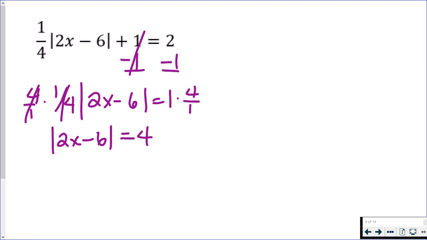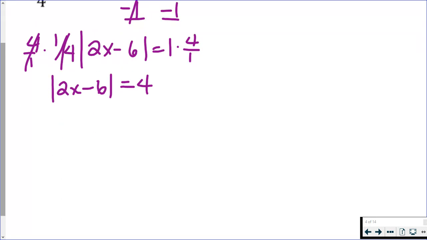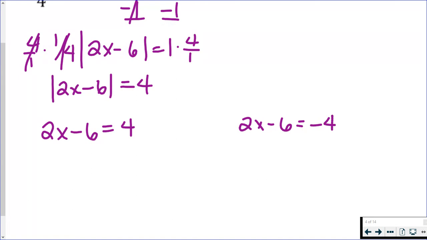Now that the absolute value is alone, this is where I set up my two equations. So you set up one equation as is, all you're doing is dropping those absolute value bars. For the second equation, you're changing that 4 into a -4. So you always write one of the equations as if you haven't done anything to it. The other one, just change the signs on one side of the equal sign.